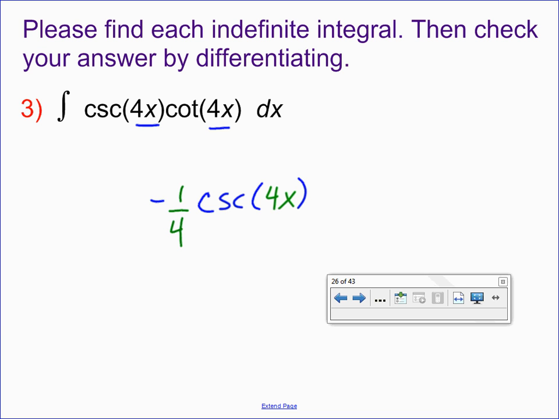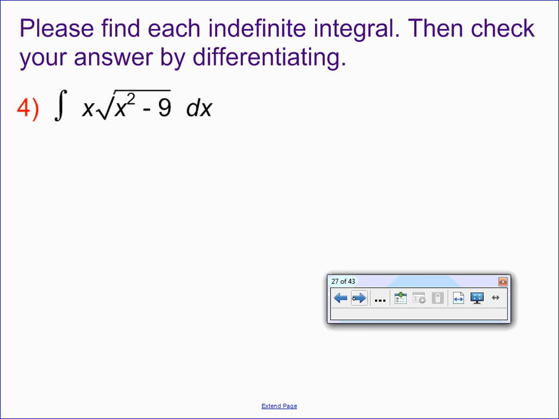Then if I were to differentiate this antiderivative, the negative 1/4 times the 4 would be left with the negative 1. Cosecant differentiates to opposite cosecant cotangent, and that'll cross out the negative. And then don't neglect to include your constant of integration. So it looks like informally we generate the same thing.